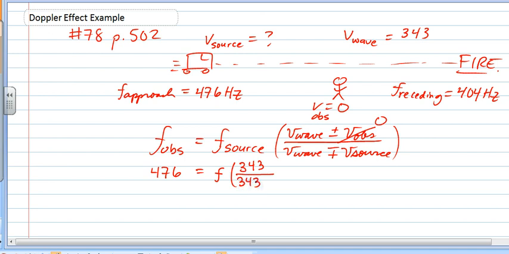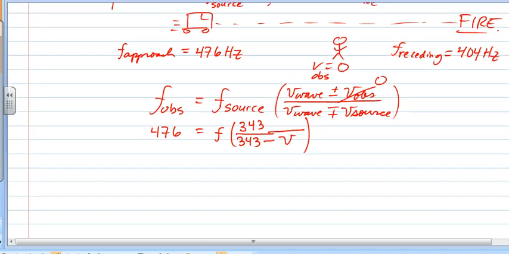And now we have to decide, are we going to use minus or plus? So remember that if two objects are moving toward one another, we use the top. And if they're moving away from one another, we use the bottom. So we have to use the top, or minus, and then I'll just write the speed of the truck as V. Okay, so that is one equation, two unknowns.